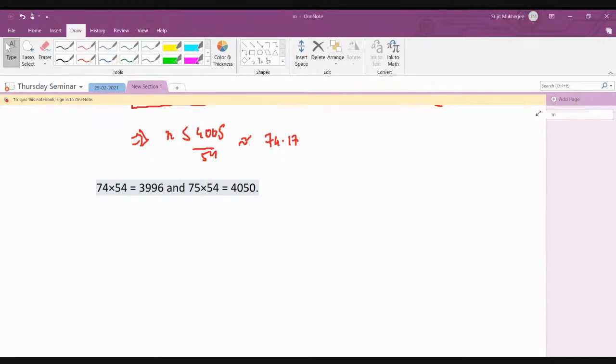Suppose 74 people have at least 54 points. So what do we get? We get that 3996 is the number of points over here, and we need an extra 9 points. So what do we get over here? Think about this very carefully.